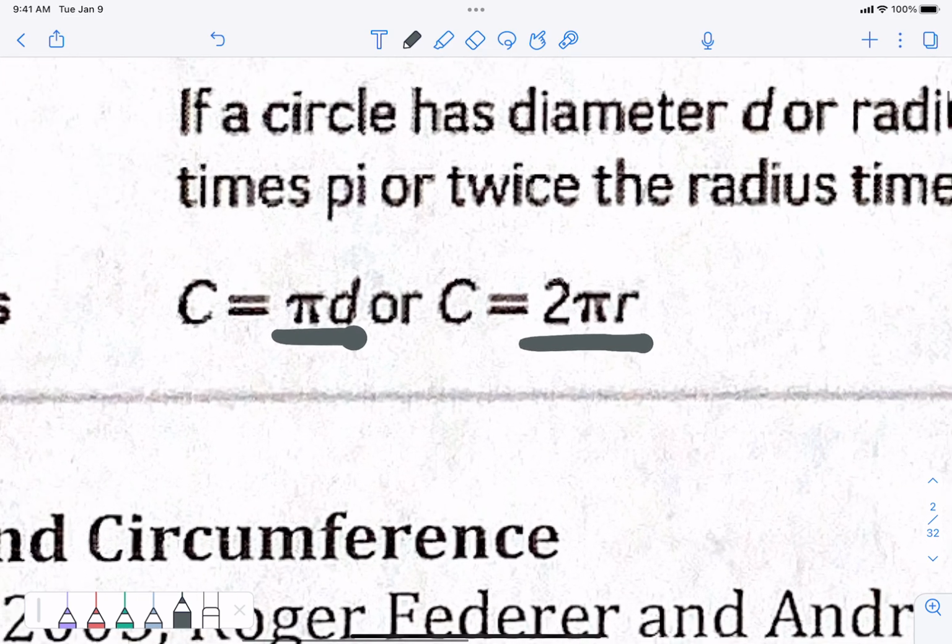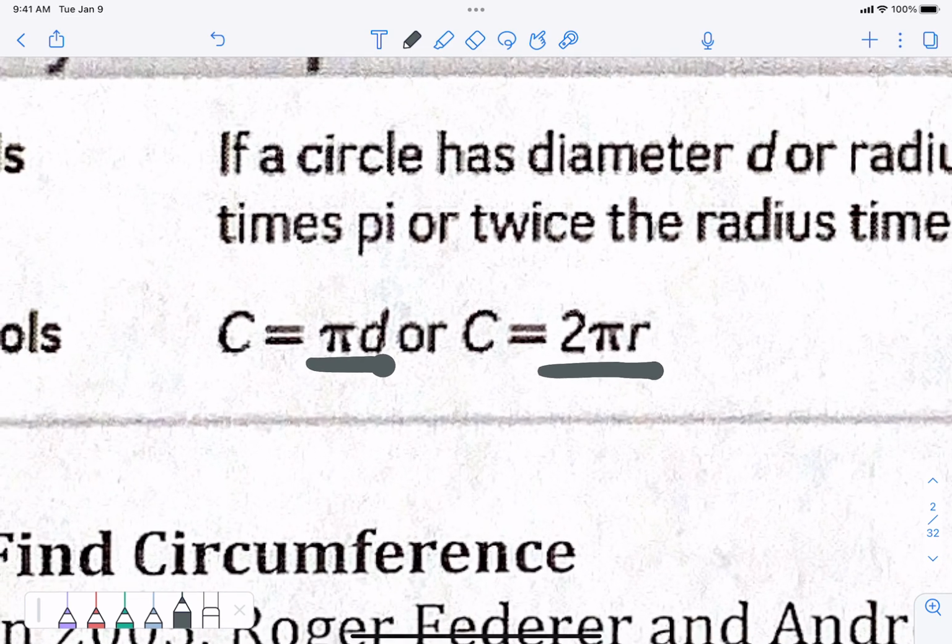Now, why do we have two formulas for it? Well, the diameter is equal to 2 times r. So that's why they do 2 pi r or the diameter. It just depends on what you're given to start with, okay? So that's a formula that you need to memorize. Now, I have people all the time that screw this up with this formula.